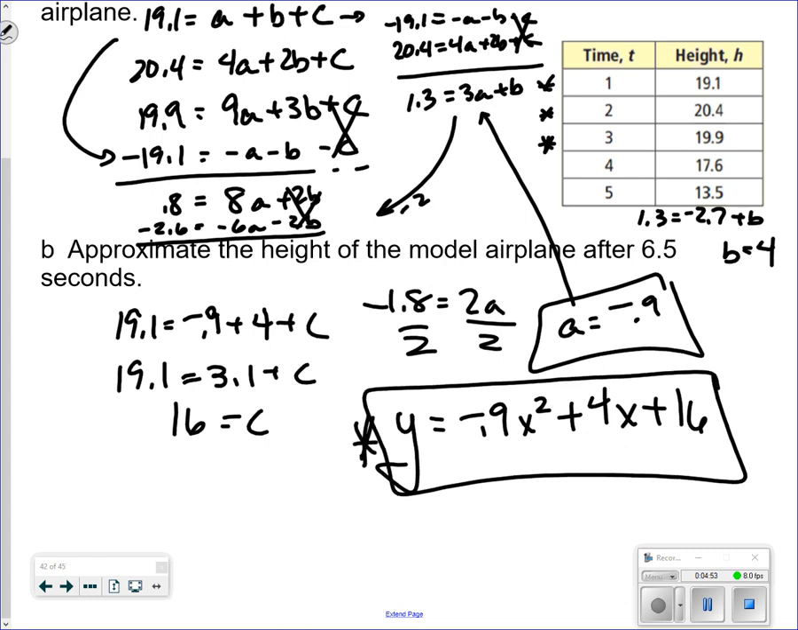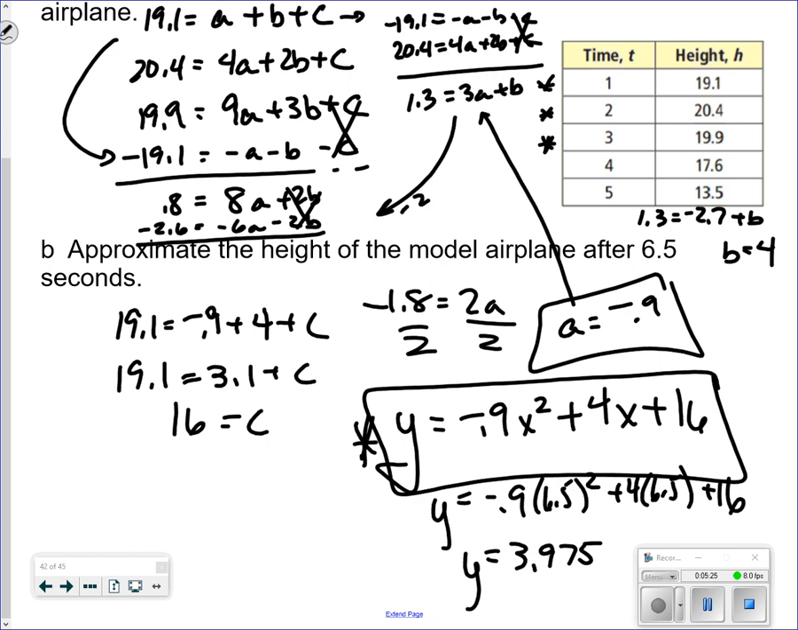Now I can answer the question because I have a model that goes with it. Approximate the height of the model airplane after 6.5 seconds. So I'm going to put 6.5 in for x. On my calculator, I'm going to put 6.5 squared times negative 0.9 plus 4 times 6.5 plus 16, and I'm going to get 3.975, and we're talking about this being in feet.